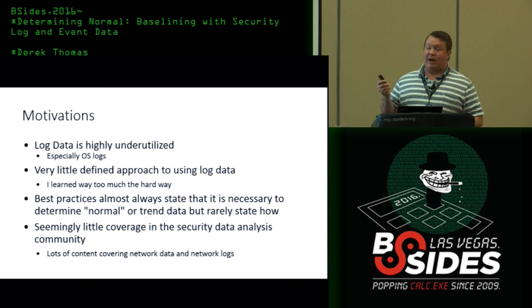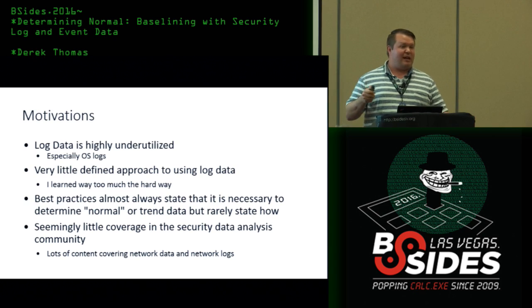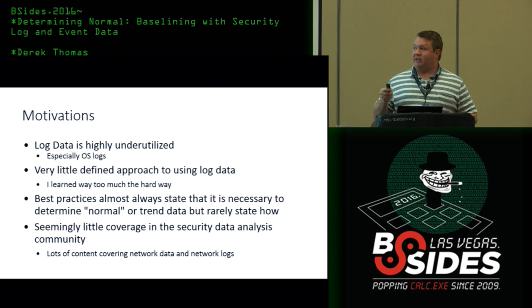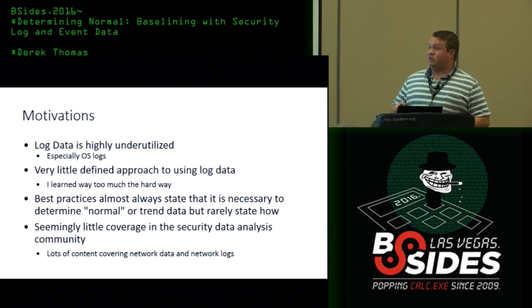And the main reason is when I was looking through best practices in the very beginning, everything says look for normal activity, look for trending, but nothing ever says how to do that. Has anybody ever seen really how to determine a trend? Really it's visualize it and say look for this spike, but sometimes that spike is normal and it may not be something you need to investigate.